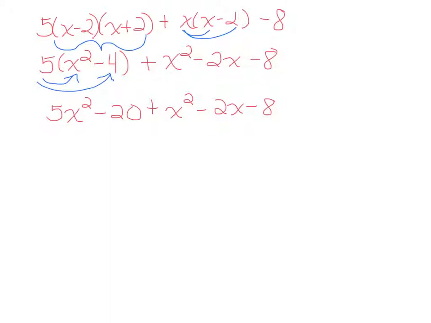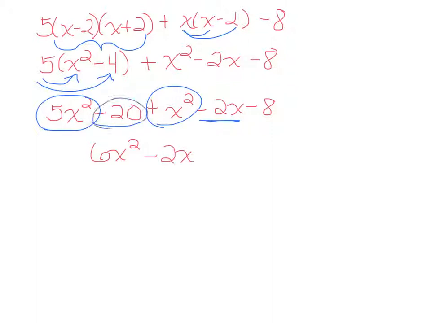Now let's combine our like terms. We have a 5x squared plus x squared. This gives me 6x squared. We can't combine anything with negative 2x. And then we have negative 20, negative 8. This gives me negative 28.